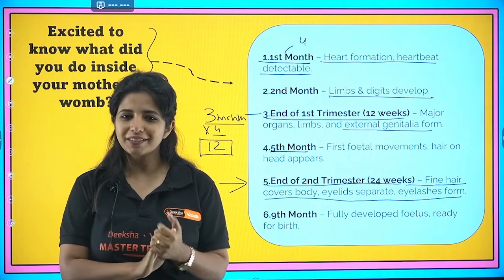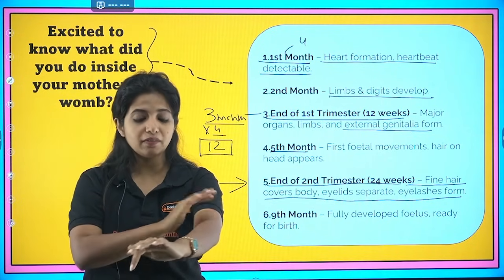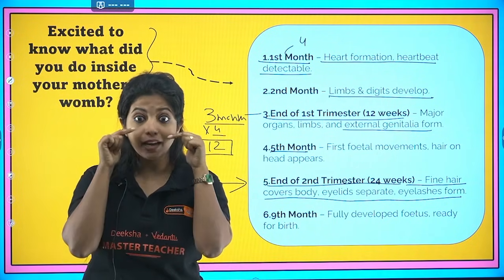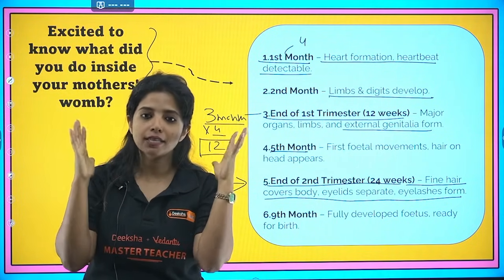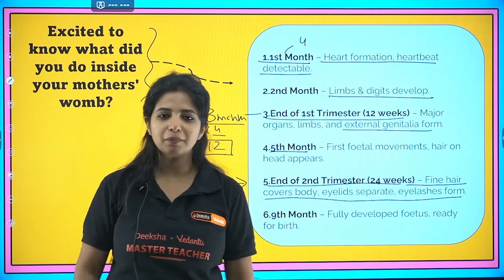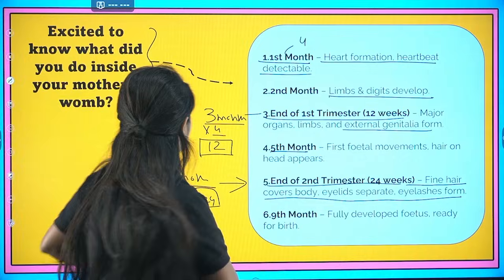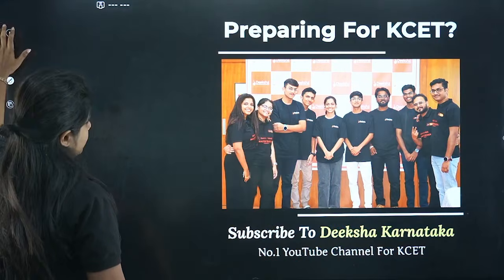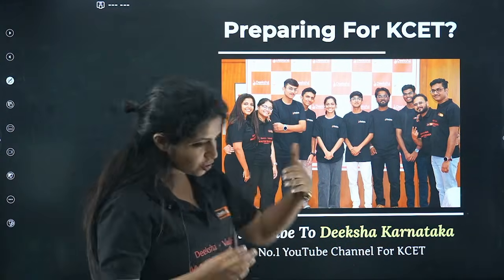In the 6th month, God said, you wanted hair, right? Have hair on your body. So there will be baby hairs on the body, and apart from that, eyelashes will be there, and the eyelids are also going to be separated. Done. That's all. And then at the 9th month, the baby is going to be moving out. And with that, my dear children, we are completing the human reproduction chapter.